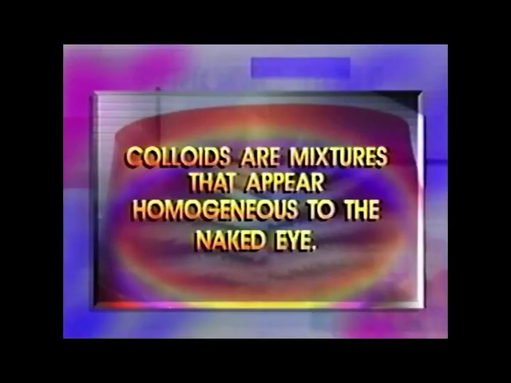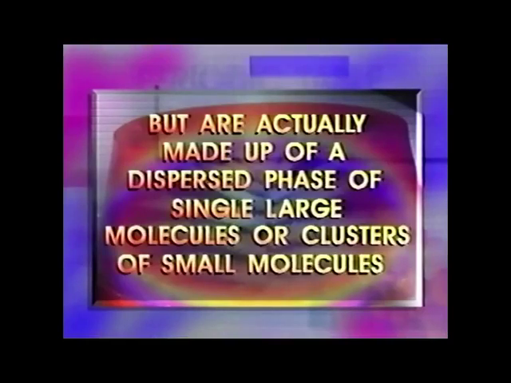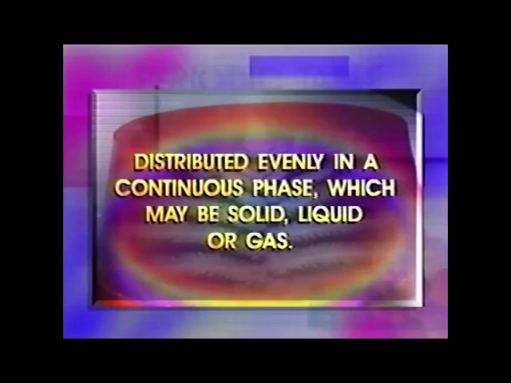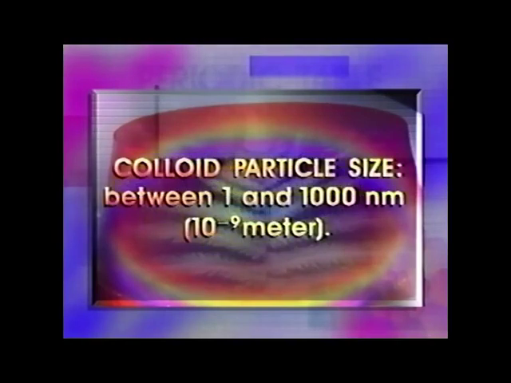Today, we answer the question, what are colloids? Colloids are mixtures that appear homogeneous to the naked eye. They are actually made up of a dispersed phase of single large molecules or clusters of small molecules distributed evenly in a continuous phase, which may be solid, liquid, or gas. The size of colloids is usually between 1 and 1,000 nanometers.